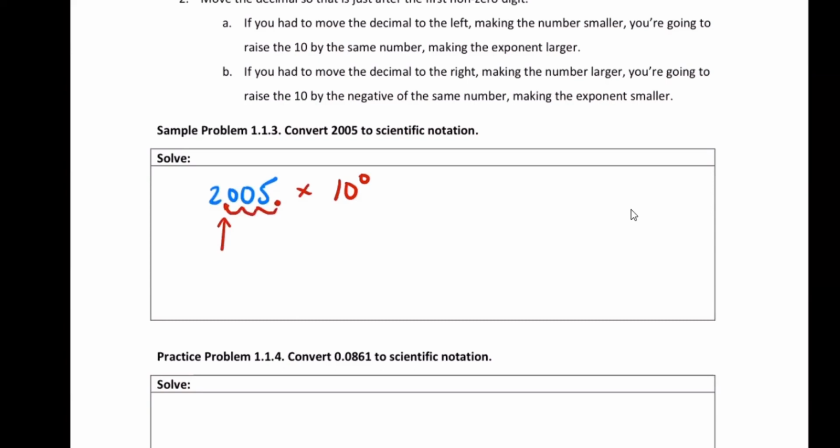Since I moved the decimal to the left, making the number smaller by 3 places, I'm going to account for that by making the exponent larger by 3 places. So that would be our answer.